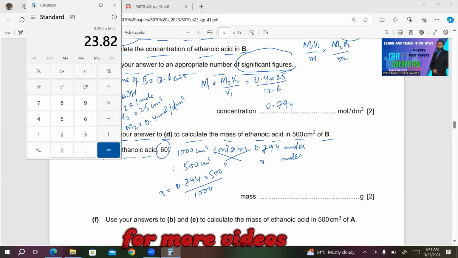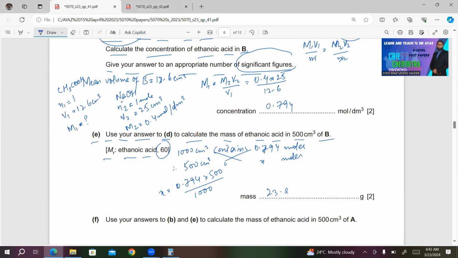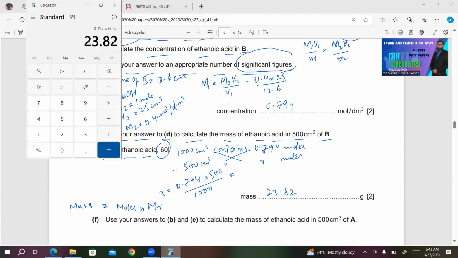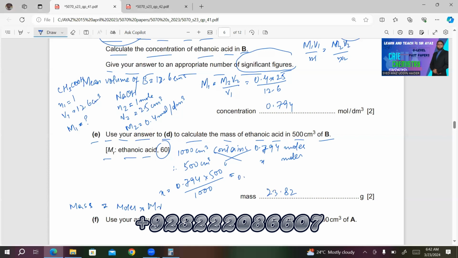So the mass will be 23.82. So you write 23.82, because I have multiplied the moles by the MR in order to get the mass. Remember this formula. In order to get the mass, you need to multiply the moles by the MR. These are the moles we obtained, 0.397.